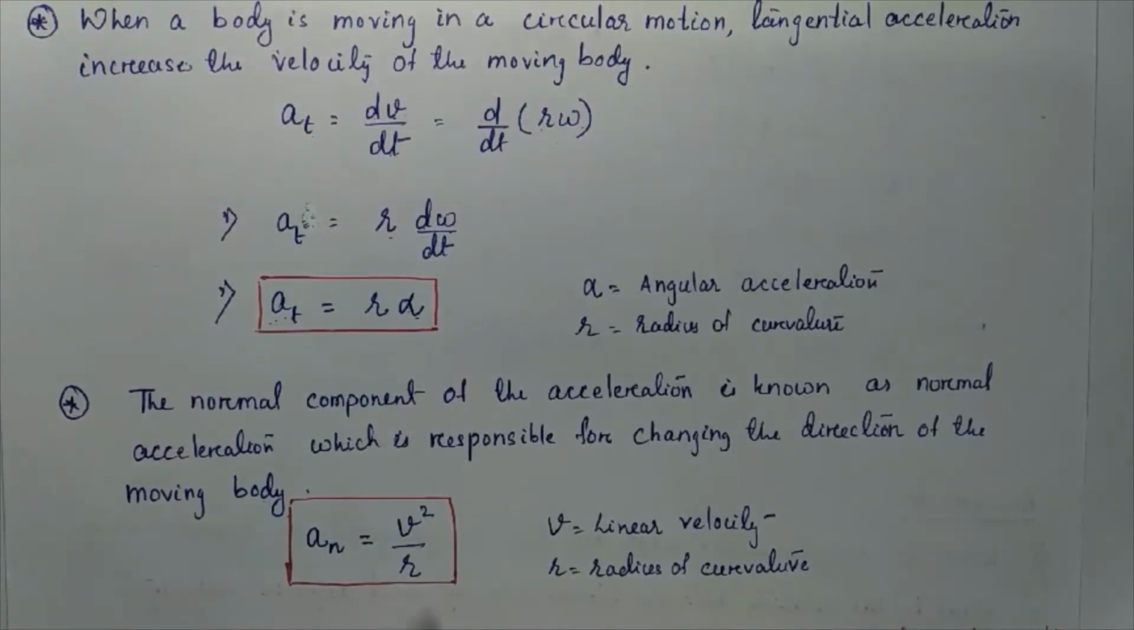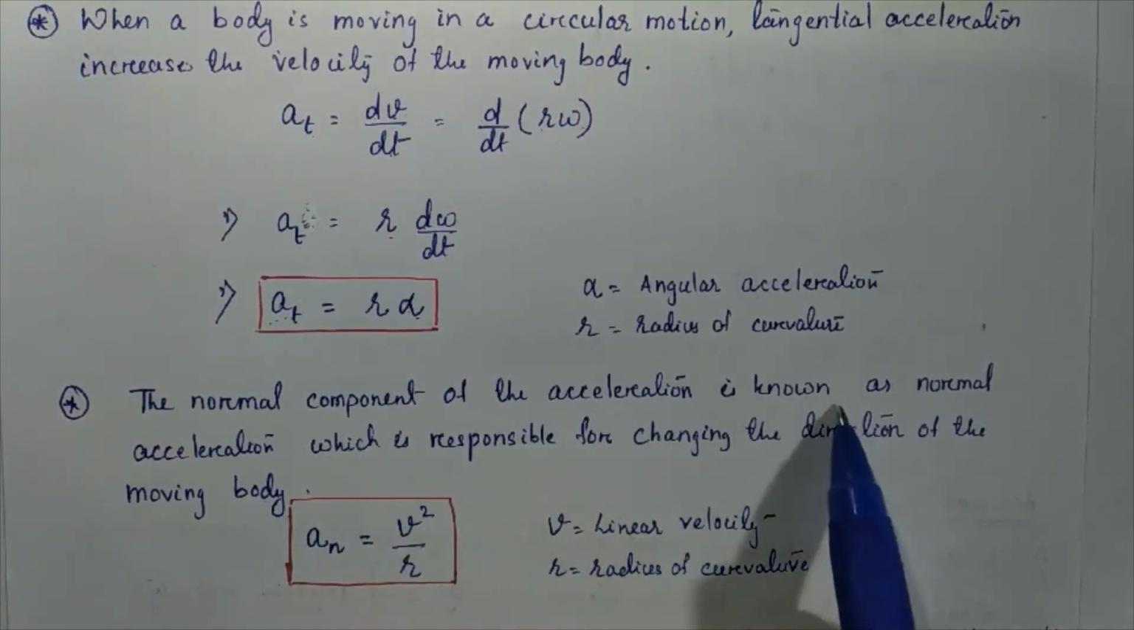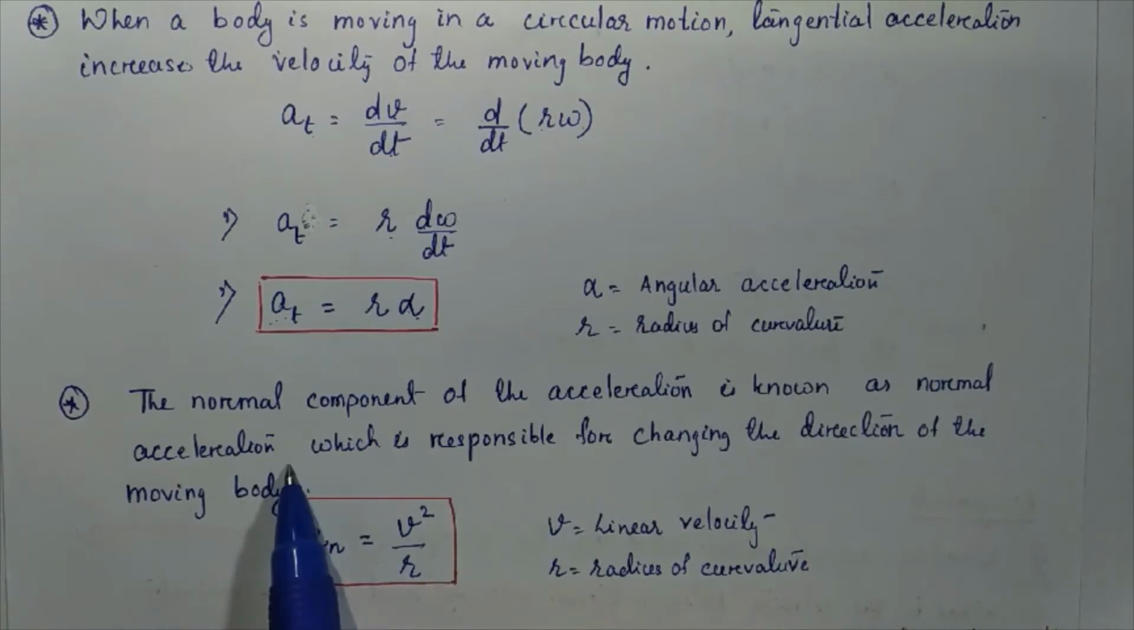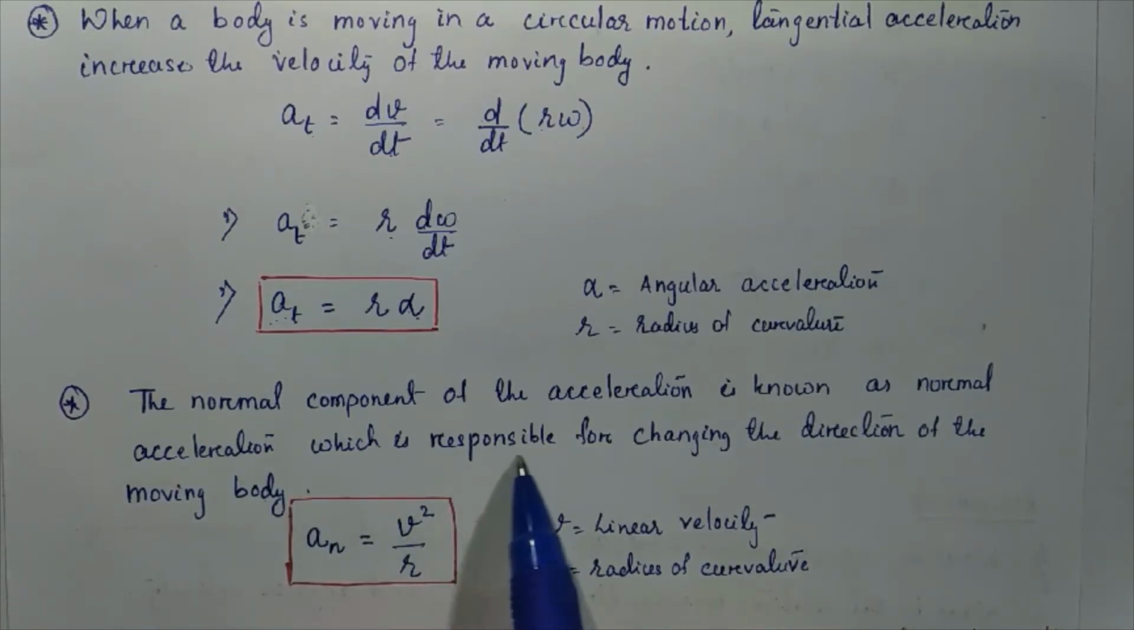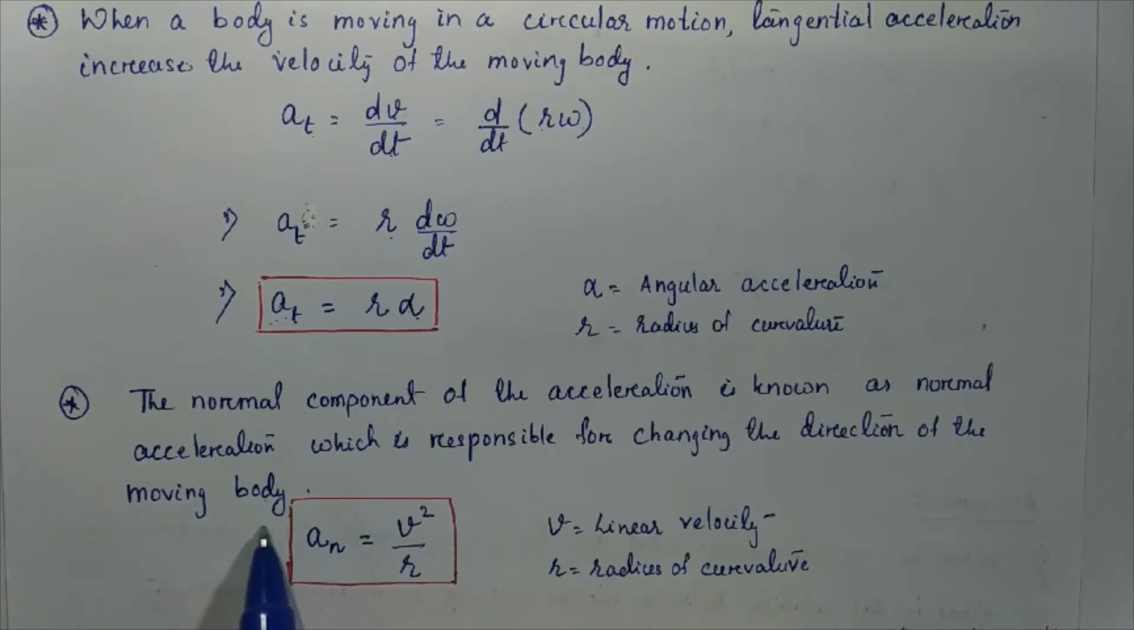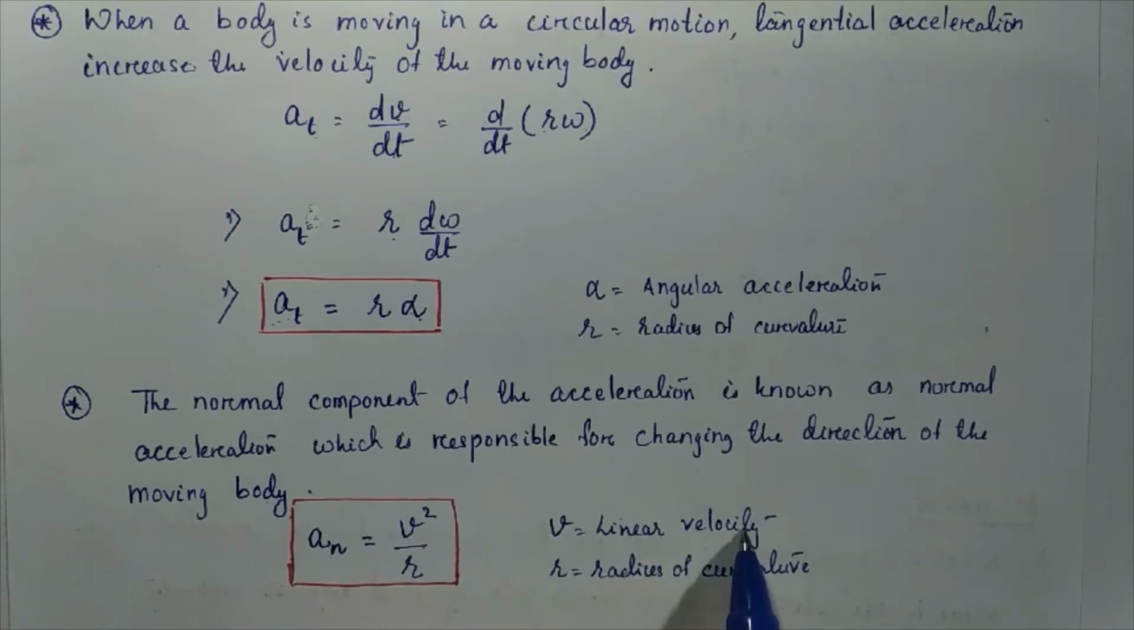So next we discuss the normal acceleration. The normal component of the acceleration is known as normal acceleration, which is responsible for changing the direction of the moving body, and this is expressed as normal acceleration equal to v square by r. Here v is the linear velocity, and r is the radius of the curved path.